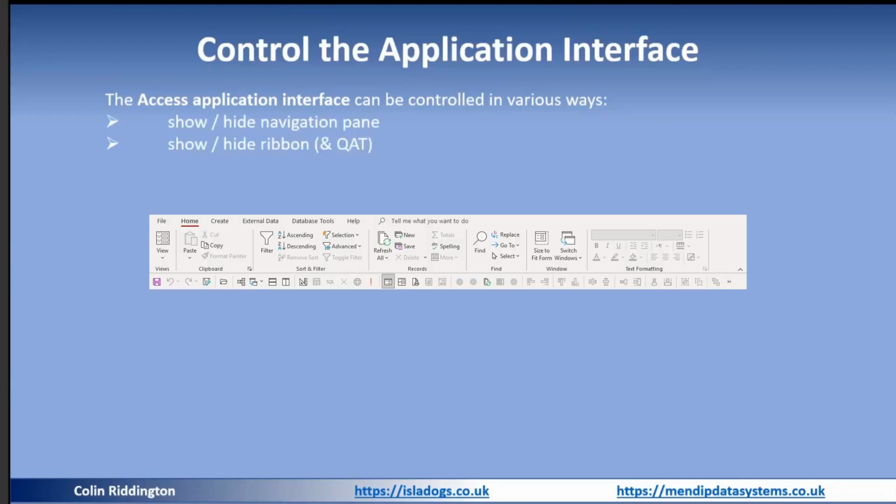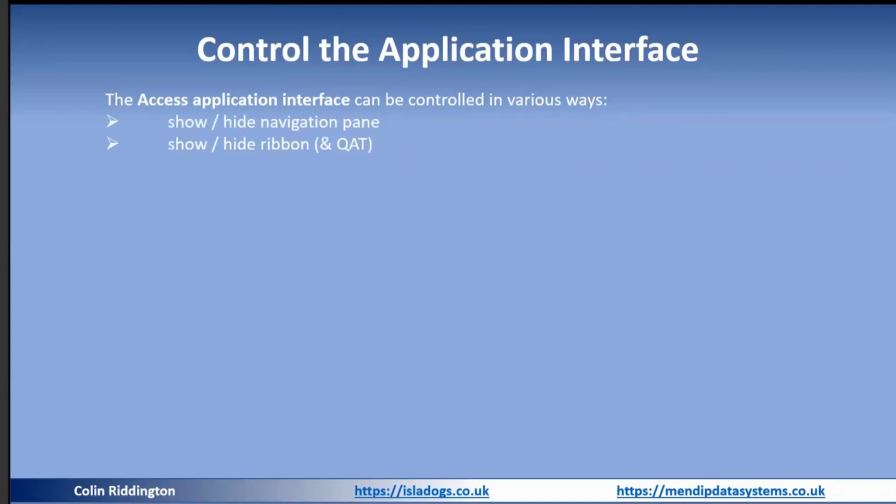Doing the same with the ribbon and the QAT. They used to be absolutely tied together. You either had both of them or you had neither of them. In the last few weeks, Microsoft have changed that so you can now toggle the QAT on and off independently of the ribbon. It's made things a little bit more complicated, and I haven't taken that into account in my latest work that I'm doing today.